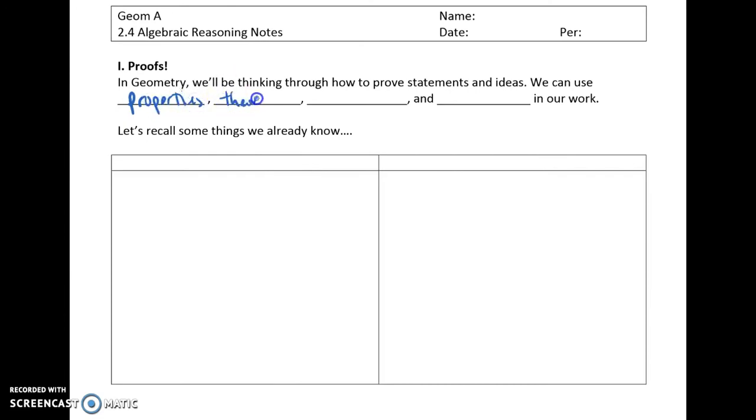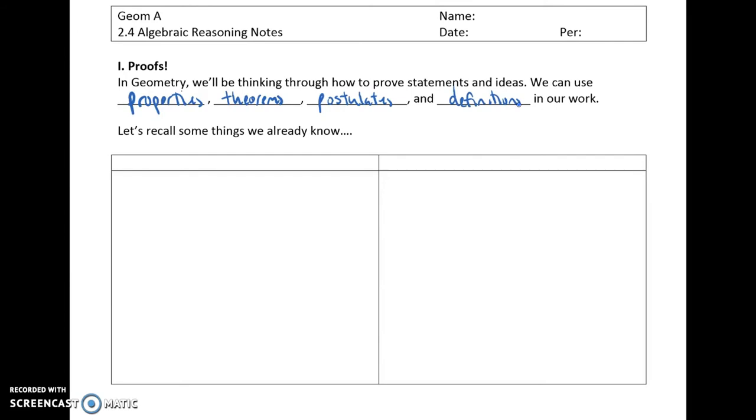theorems. Let's write that a little neater. Postulates and definitions in our proofs to justify our steps.